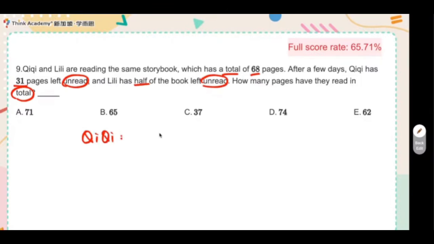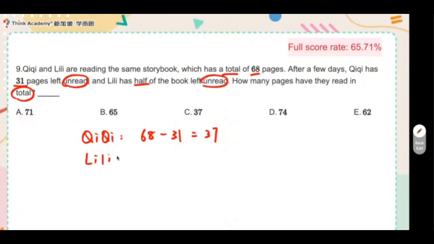Then let's first take a look. Qiqi read how many? Let's see. In total, there are 68 pages. After a few days, Qiqi has 31 pages left, which means, how can we find how many he read? We need to use plus or minus. Minus, right? Use the total minus the part we've already read. Then we can see what the answer is here. 37.